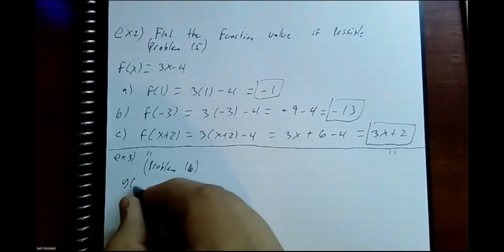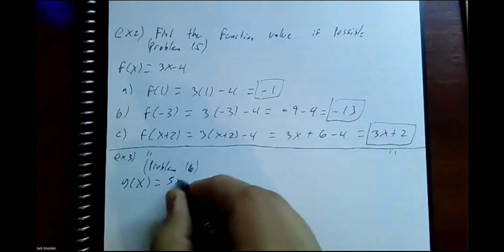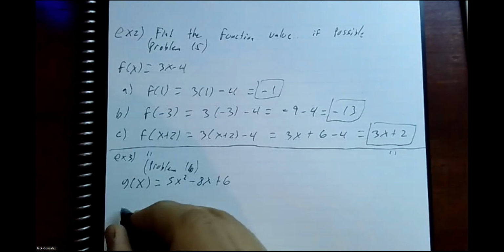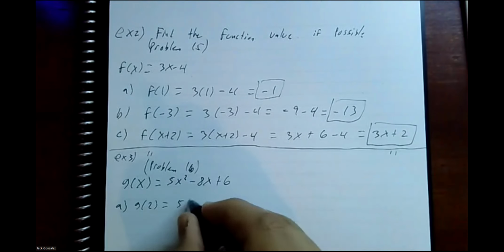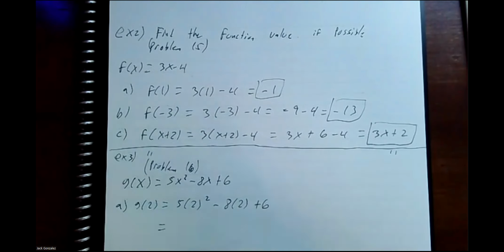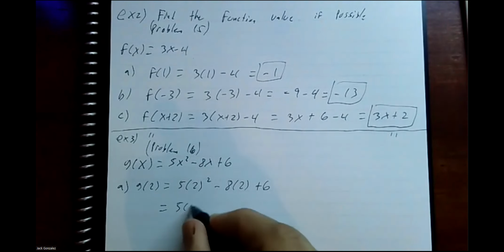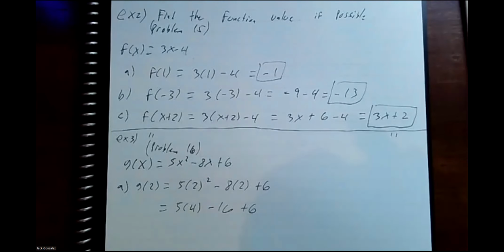Okay, so g of, I'm going to change it to x because my t's are garbage. 5x squared minus 8x plus 6. Part A, g of 2 equals 5 times 2 squared minus 8 times 2 plus 6. So no big deal here, right? This would be 5 times 4, 2 squared, minus 16 plus 6. So this will become, what, 20? No, 10.